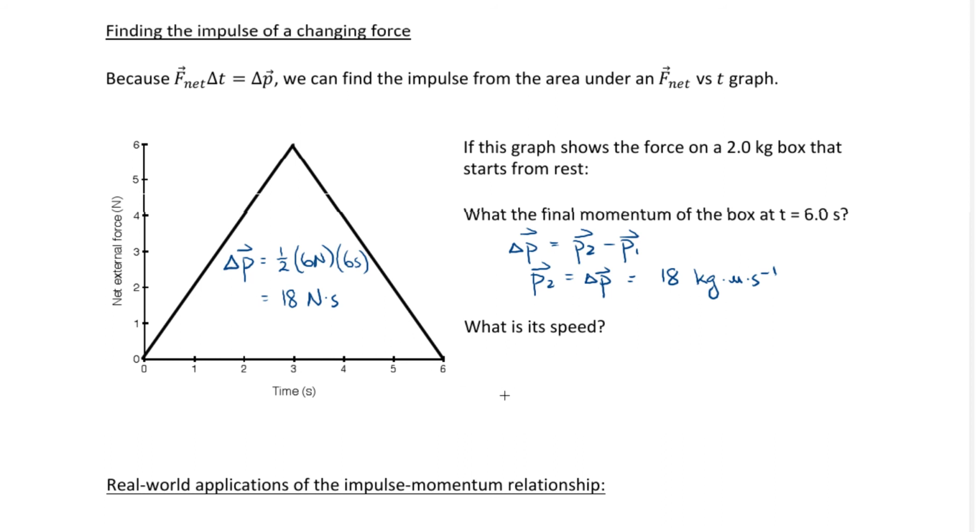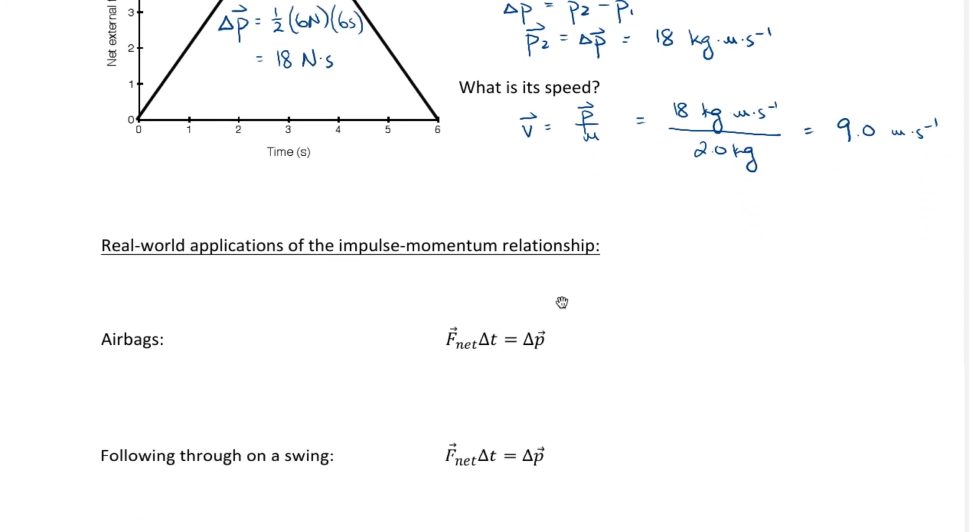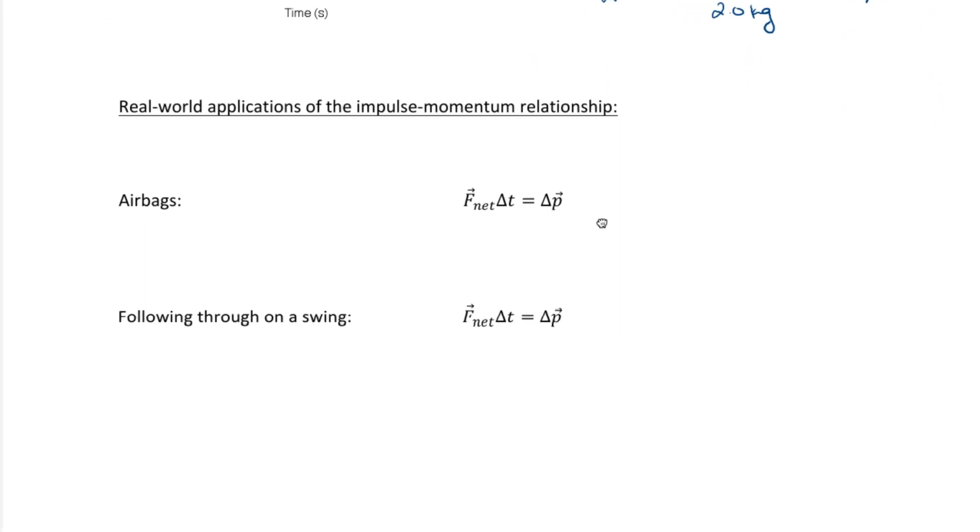Now if we want to find its speed, we can solve for velocity. Its velocity is going to be equal to its momentum divided by its mass. This is just a rearrangement of the formula we saw earlier. And so that's going to be equal to 18 kilograms times meters per second divided by 2 kilograms. And therefore we get a velocity of positive 9 meters per second, or a speed of 9 meters per second. So that's an example of finding the impulse of a changing force using the area under a force-time graph.